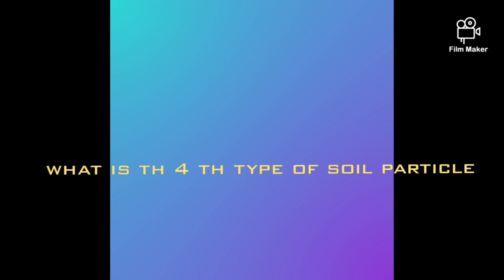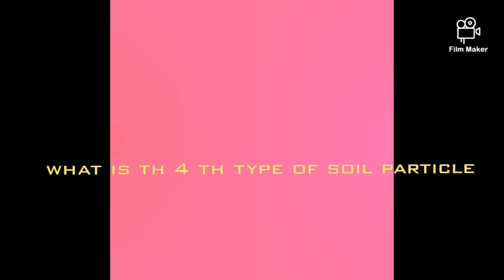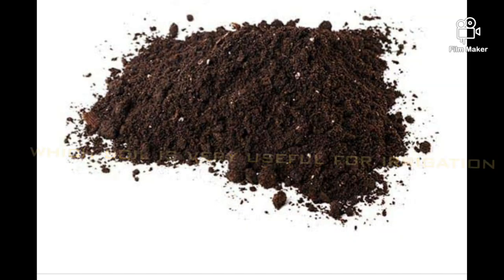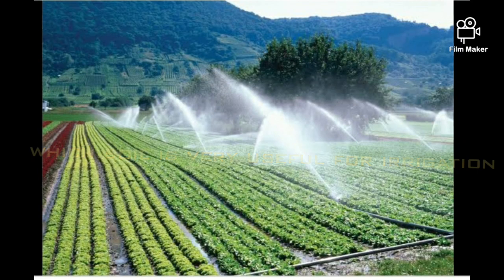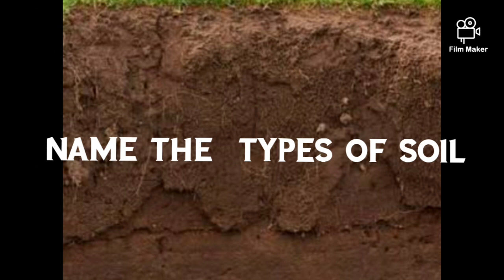So, in the starting, I said that there are three types of soil particles, that are sand, clay, and silt. But I said another particle which is very big compared to sand. So can anyone name that? What is the type of soil which is very useful for irrigation and growth of crops? Name the three types of soil.